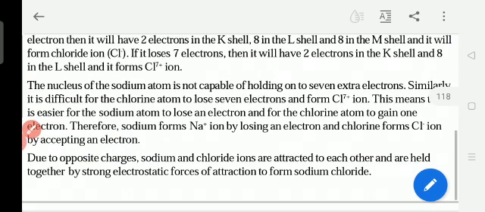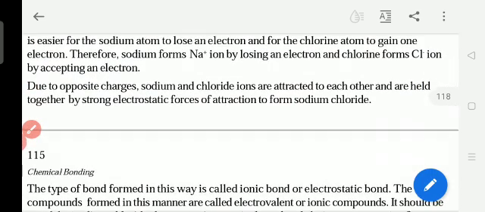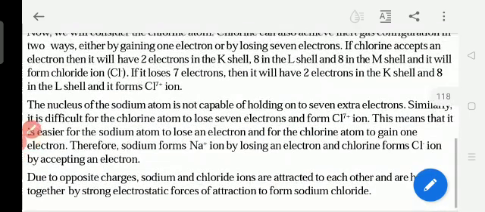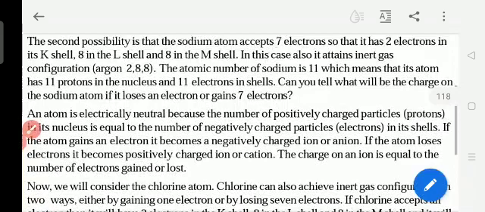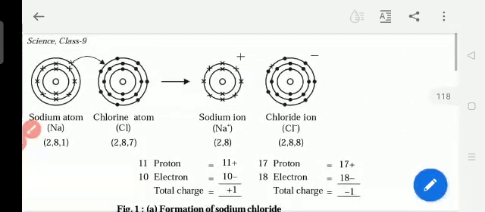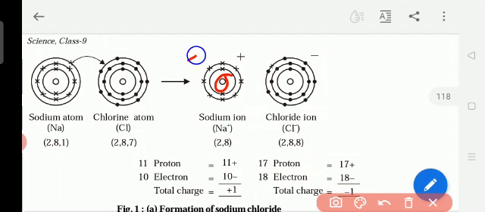So Cl 7 plus, but it gains only 1, so Cl minus. Next, the nucleus of the sodium atom is not capable of holding on to 7 extra electrons. Similarly, it is difficult for the chlorine atom to lose 7 electrons and form Cl7 plus ion. This means that it is easier for the sodium atom to lose an electron and for the chlorine atom to gain 1 electron. Therefore, sodium forms Na plus ion by losing 1 electron and chlorine atom by accepting 1 electron.